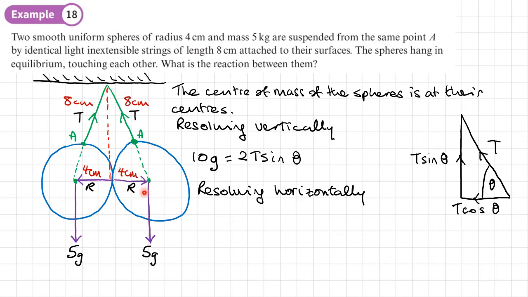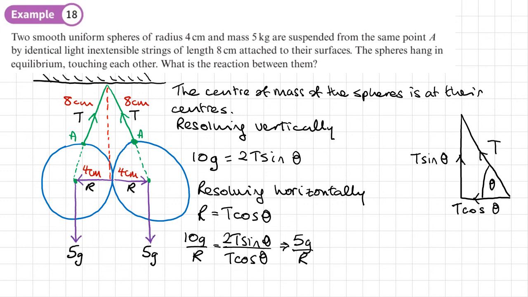Now when I do this, I'll just consider one sphere, because if I do both together, I'll end up with an equation which will basically just end up being 0 equals 0. So if I look at this sphere, for example, I'll have R, that normal reaction, is going to equal T cos theta. So R is equal to T cos theta. Now if I take the first equation divided by the second equation, I'll have 10G over R is equal to 2T sine theta over T cos theta. Now I can divide both sides by 2, so I'll get 5G over R is equal to, and that will just become tan theta.